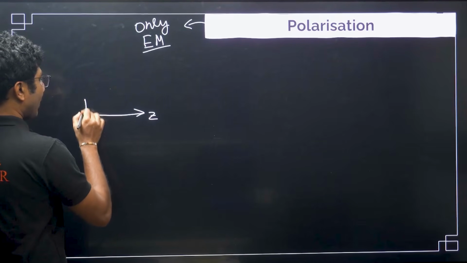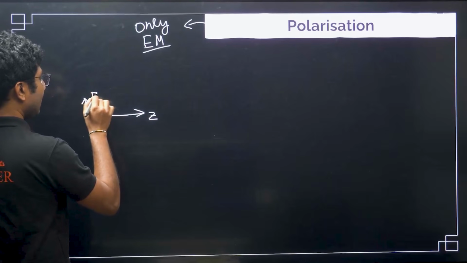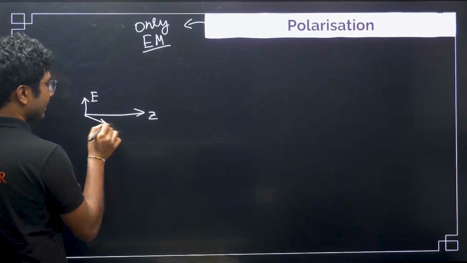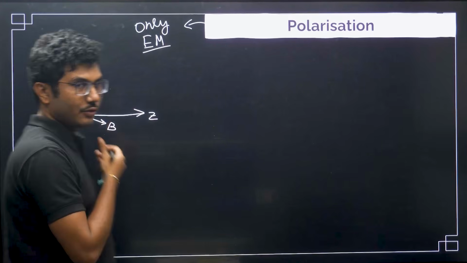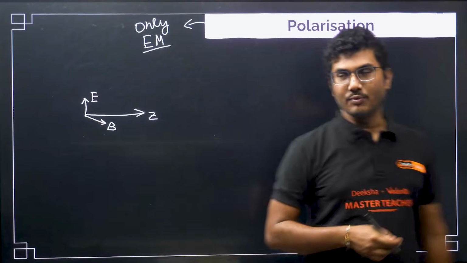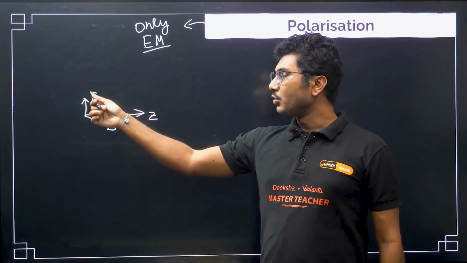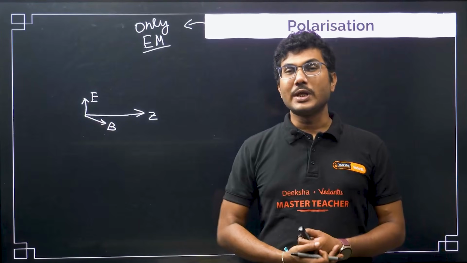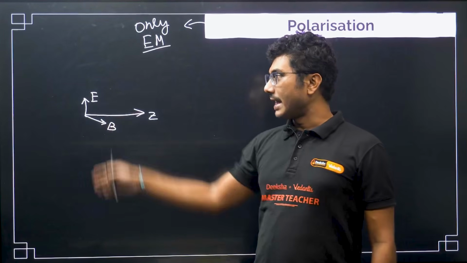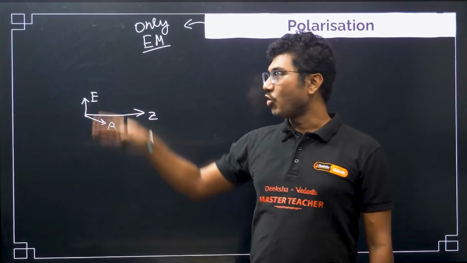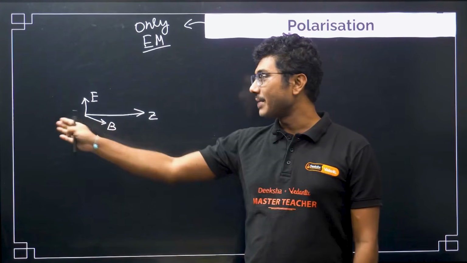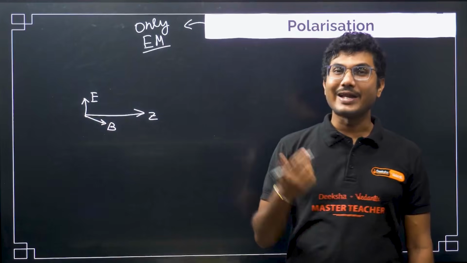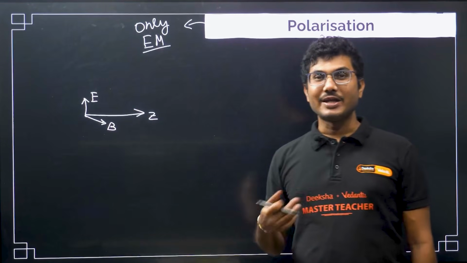There will be one associated electric field and one associated magnetic field. When light is propagating in one direction, there will be an associated electric field and magnetic field, and both of them will change like oscillation. So, oscillating electric field and oscillating magnetic field, or time varying electric field, time varying magnetic field.